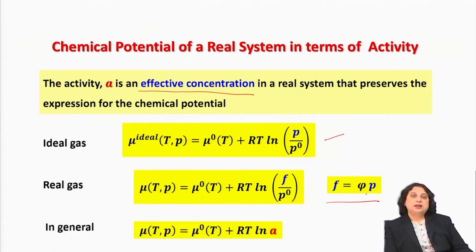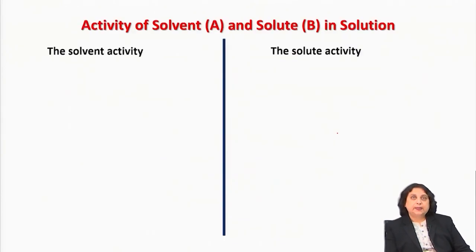So, in general, if I have any system in mind, then for that system, I will write down mu at a given temperature and pressure, that is going to be mu naught T plus RT ln A. And as you see, A is playing the role of concentration, or in this case, the mole fraction of an ideal gas.